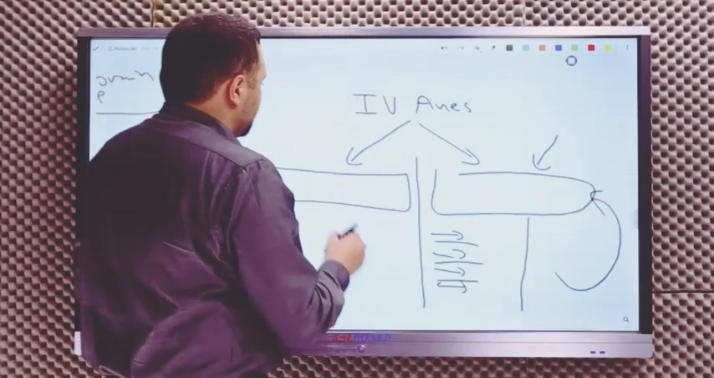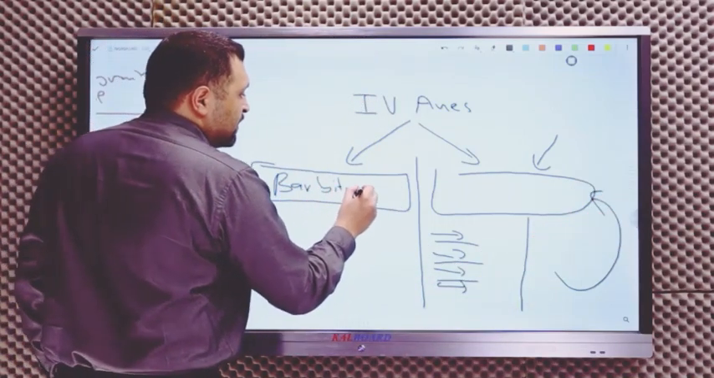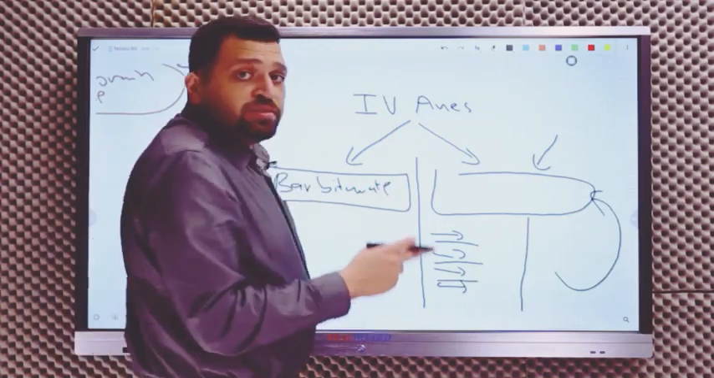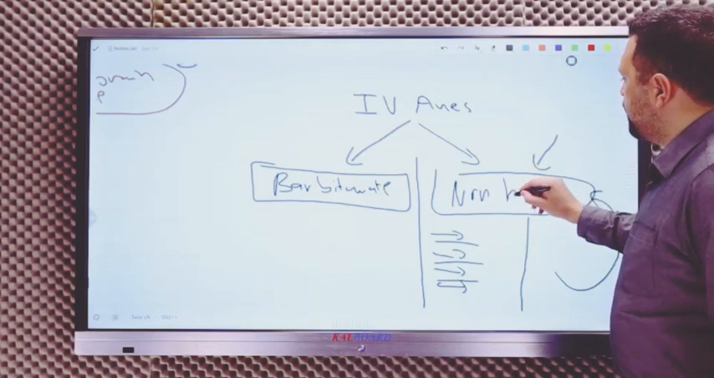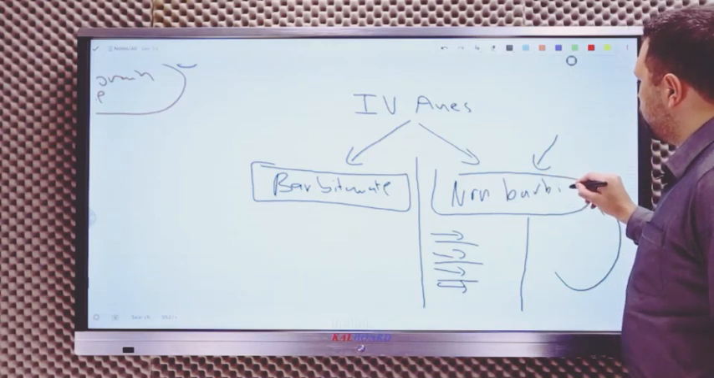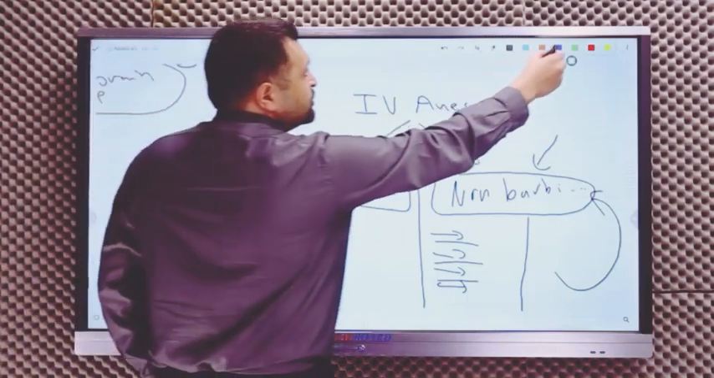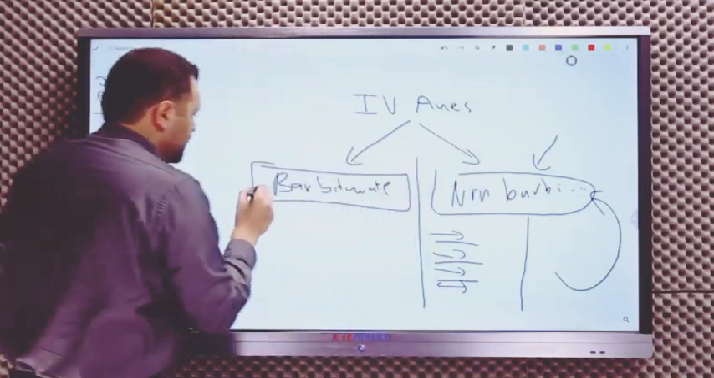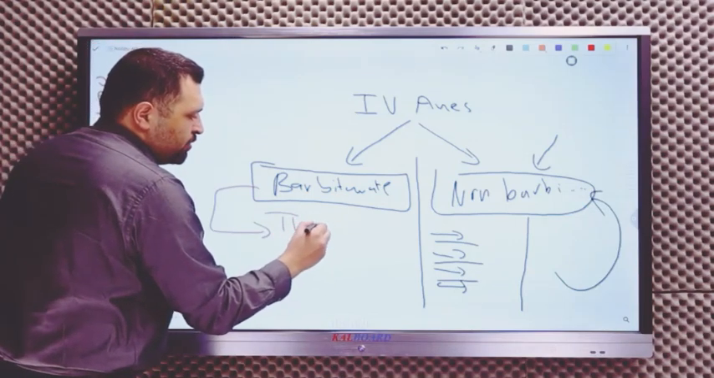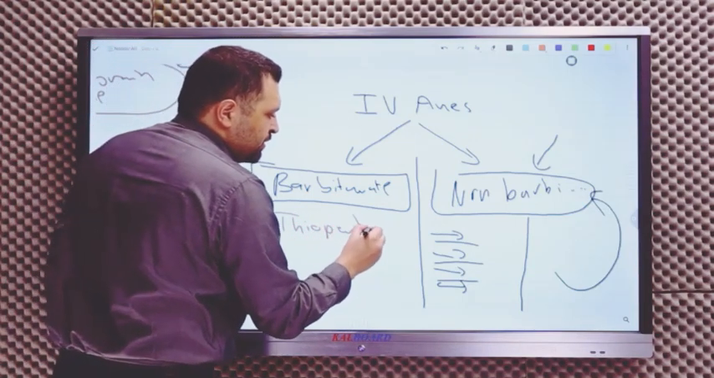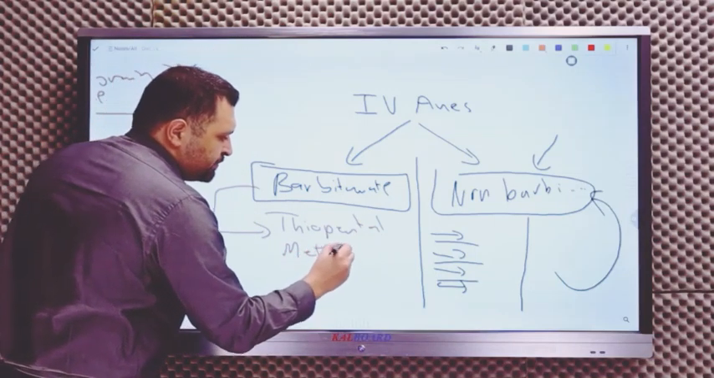You will understand later. So, this group is called barbiturate, and this group is called non-barbiturate. Now, the barbiturates, let me change the color here. Today we will talk mainly about thiopental and a little bit about methohexital.